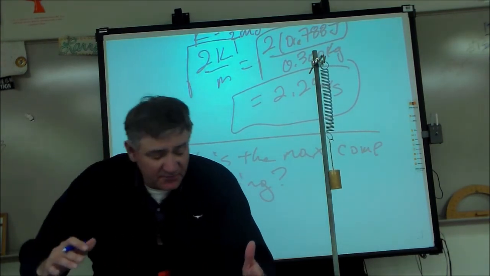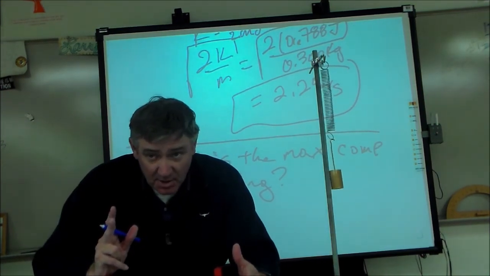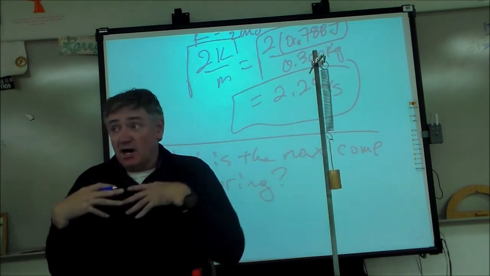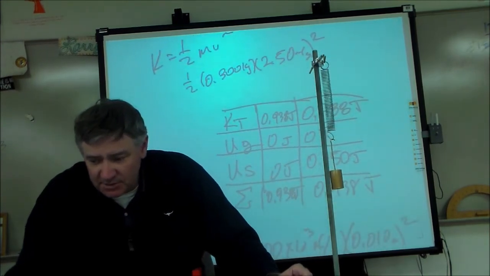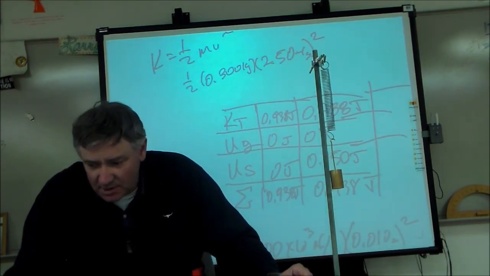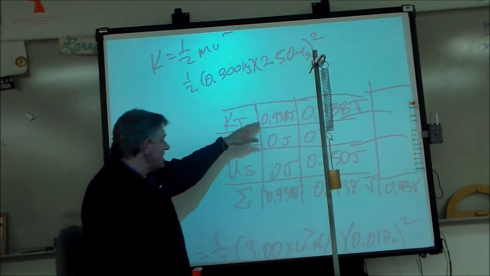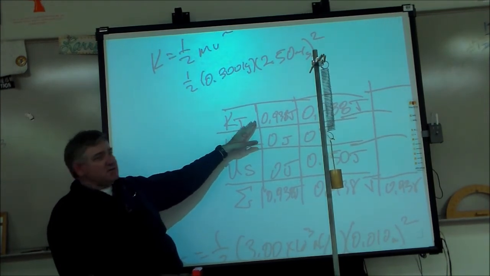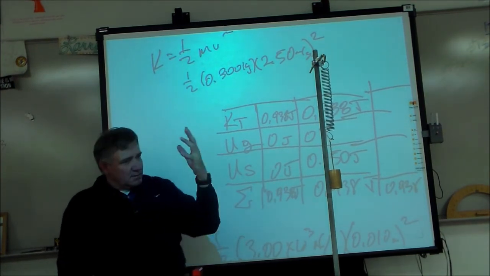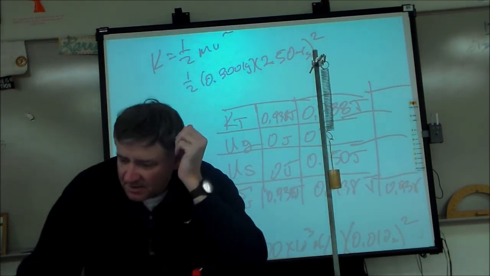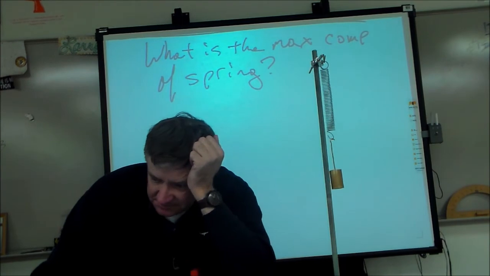Now, when it's fully compressed, what's the only type of energy that you have? Potential spring, Us. This is all about Us, right? There's no UG, there's no kinetic energy. So if you go back up to your chart, and this is the beauty of this chart, that's 0.938 joules. If it's fully compressed, how much kinetic energy do you have? Zero. How much Us do you have? It's all about Us.